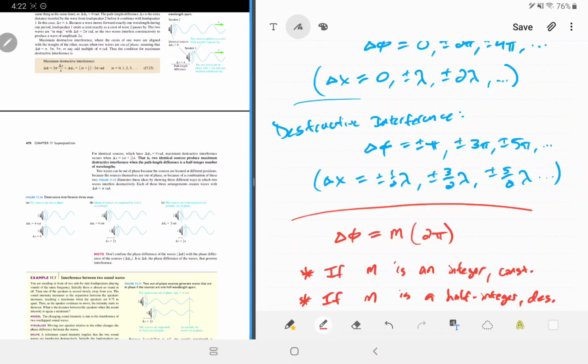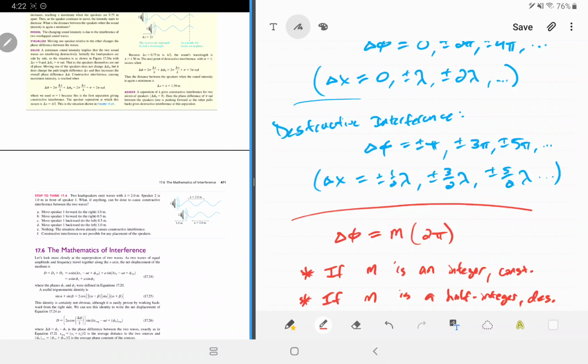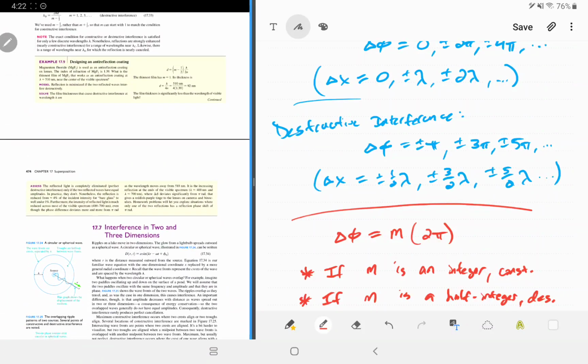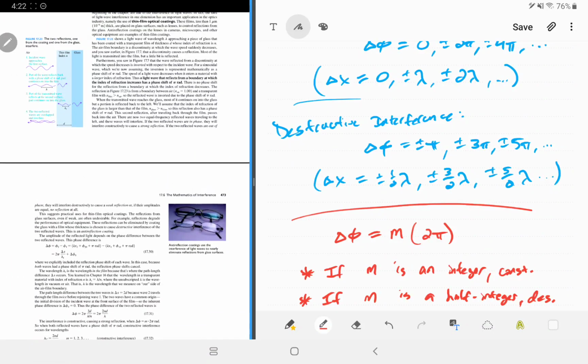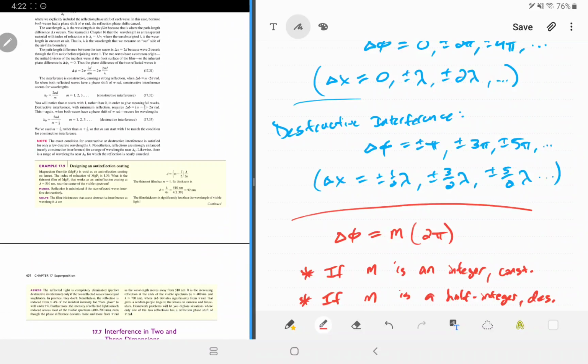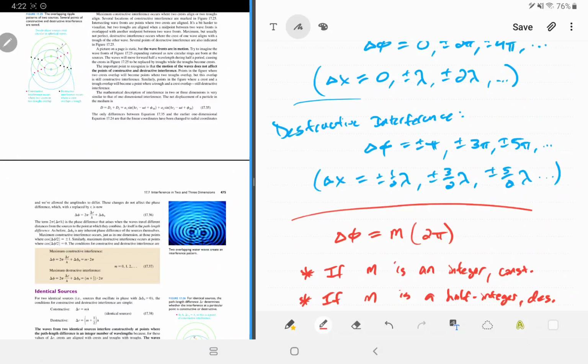Okay, so your book separates this into 2 sections. They have 1D problems where all the waves are going along the same line. They go into the math a little bit, but we're going to look at other applications of this with light in later chapters. I'm going to hold off on that, and then examples in 2 or 3 dimensions.